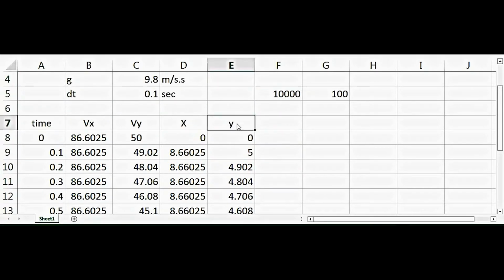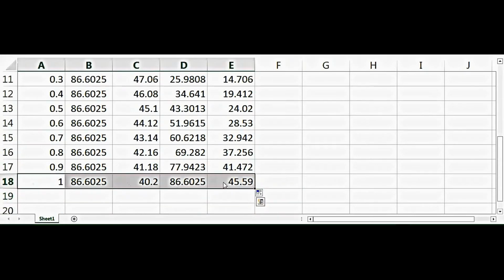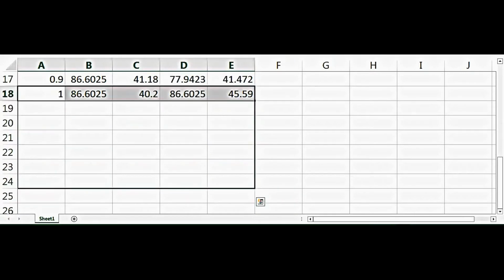I forgot to do one more thing. Here the x is the distance which the ball has moved in the x direction, but we should add the position which was there at the initial step. So I have to say x plus the distance it has traveled in time dt. The same way here we have to add the initial position. Now if we drag it, you can see that the position will change. So this is how it will go, and we can keep dragging it for a long time.